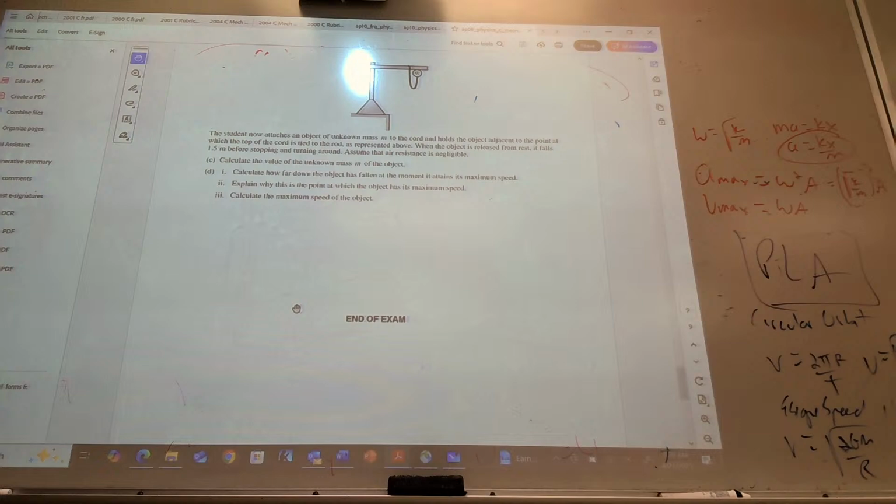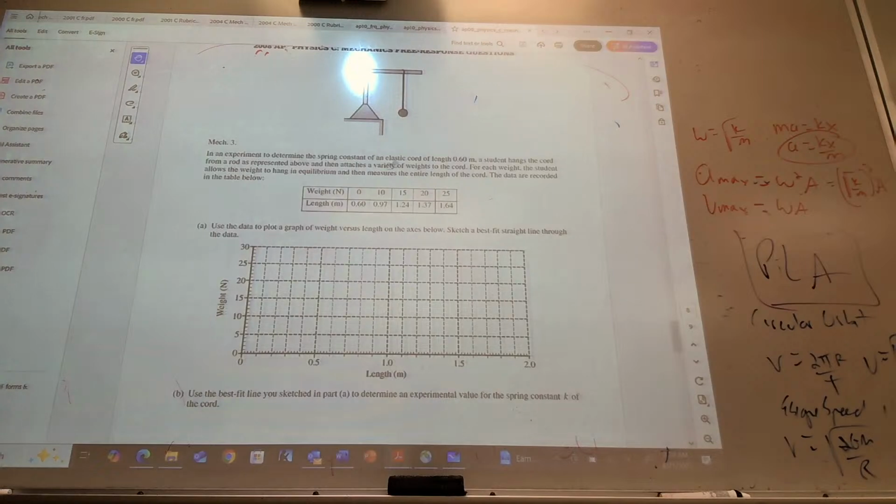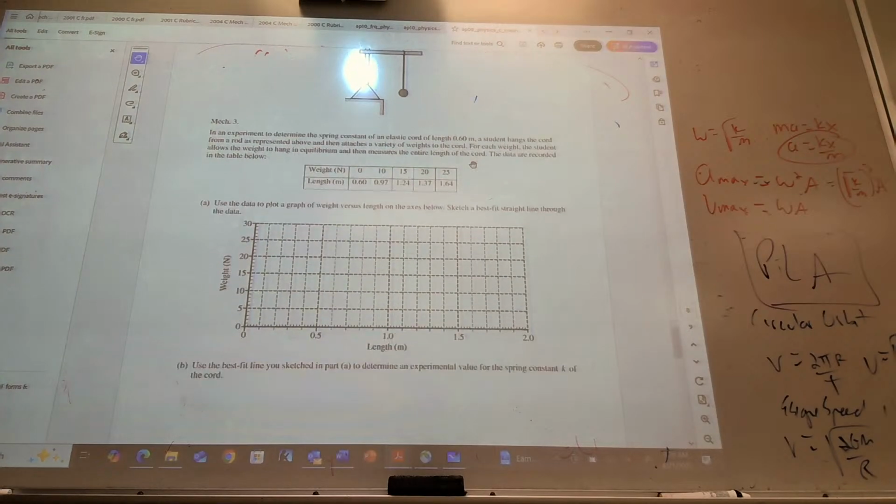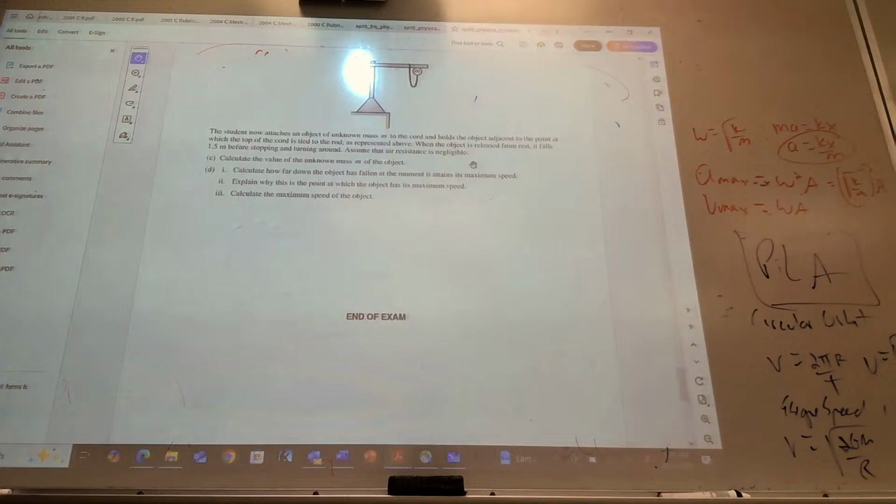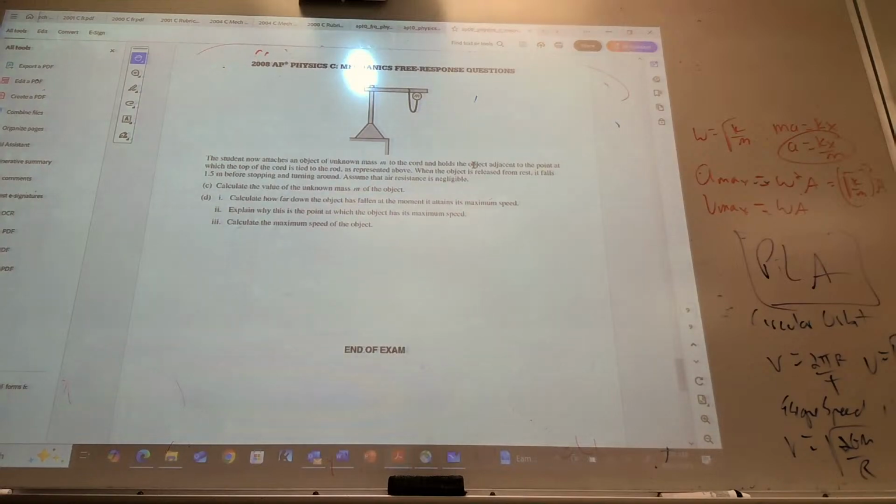This one is worth 3 points. For writing your conservation of energy equation correctly, you get a point. Show me when you have it.